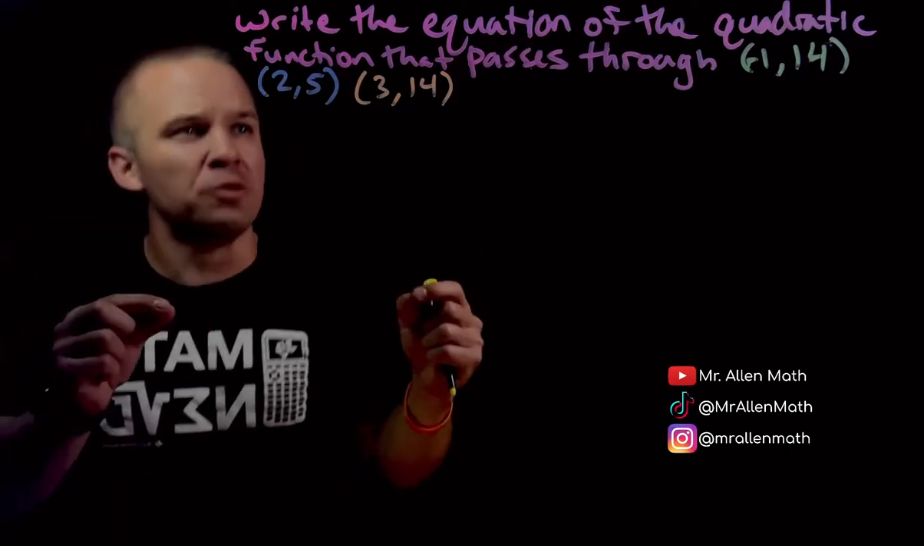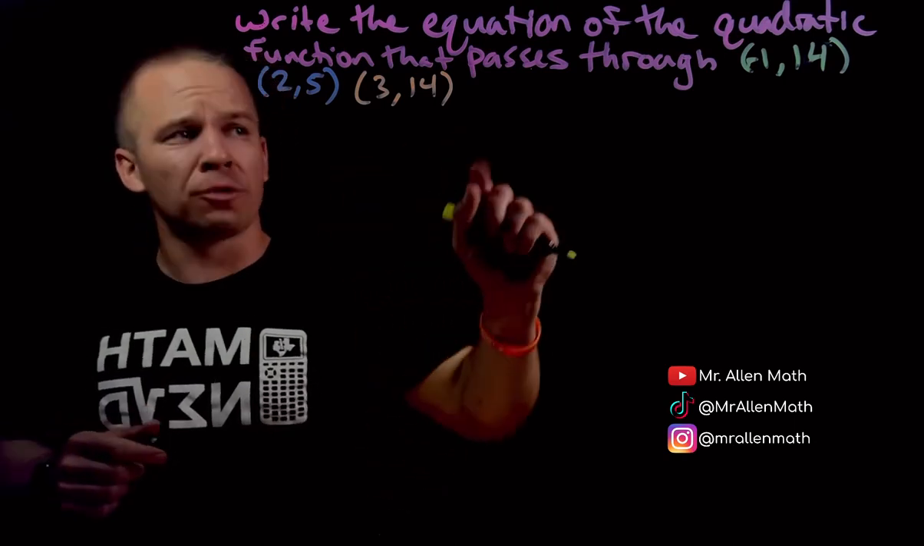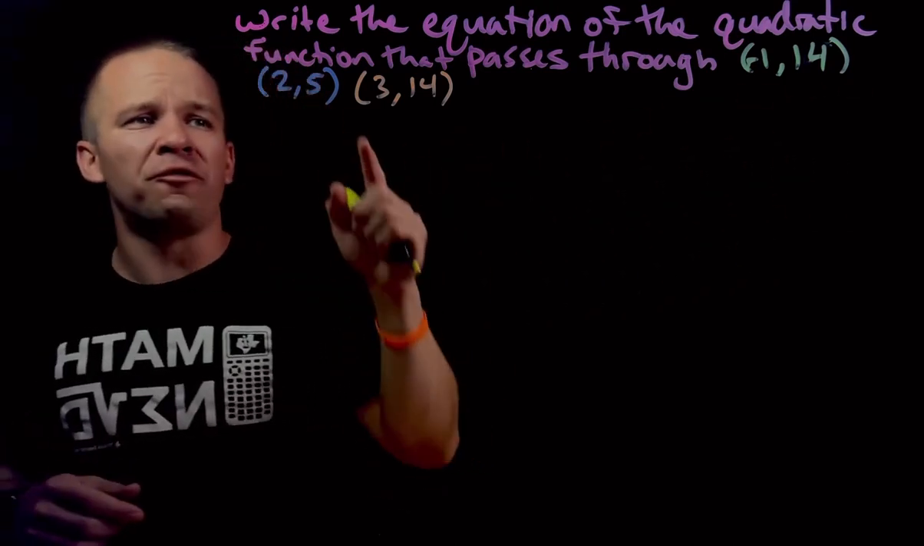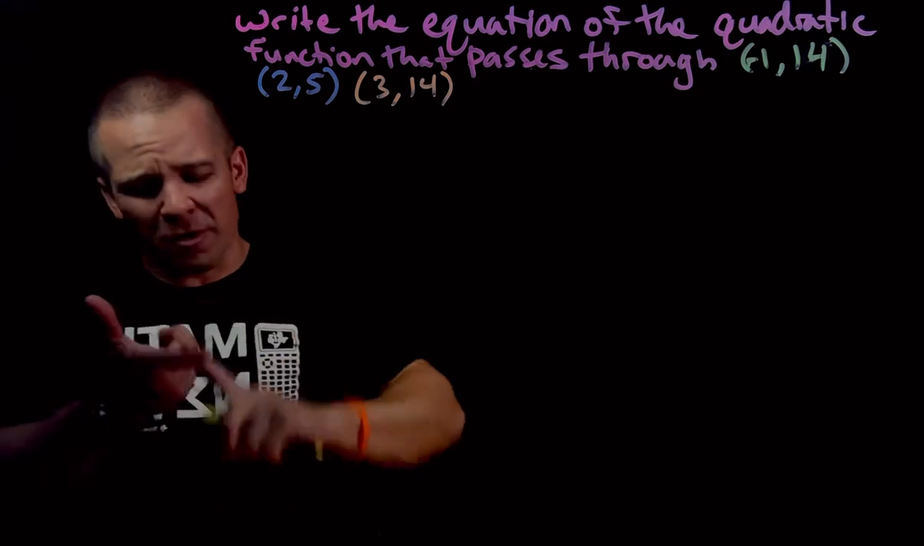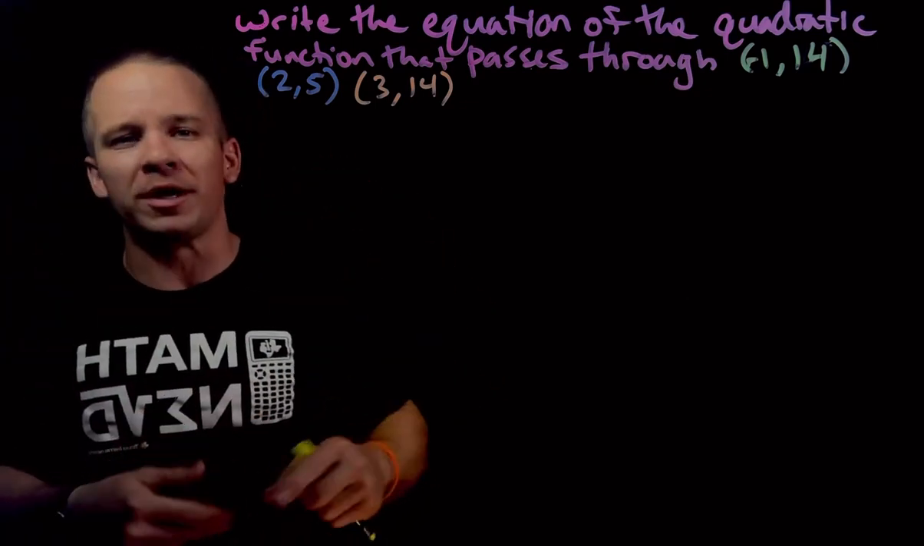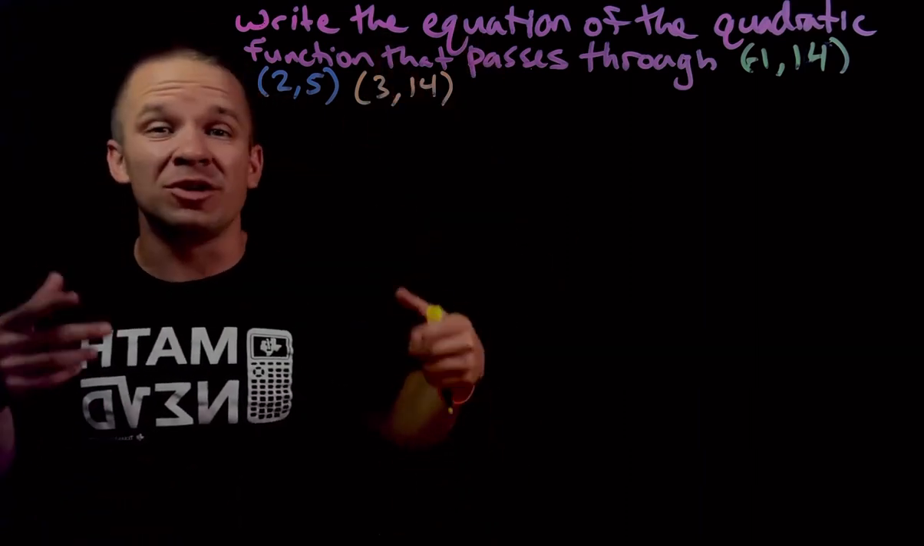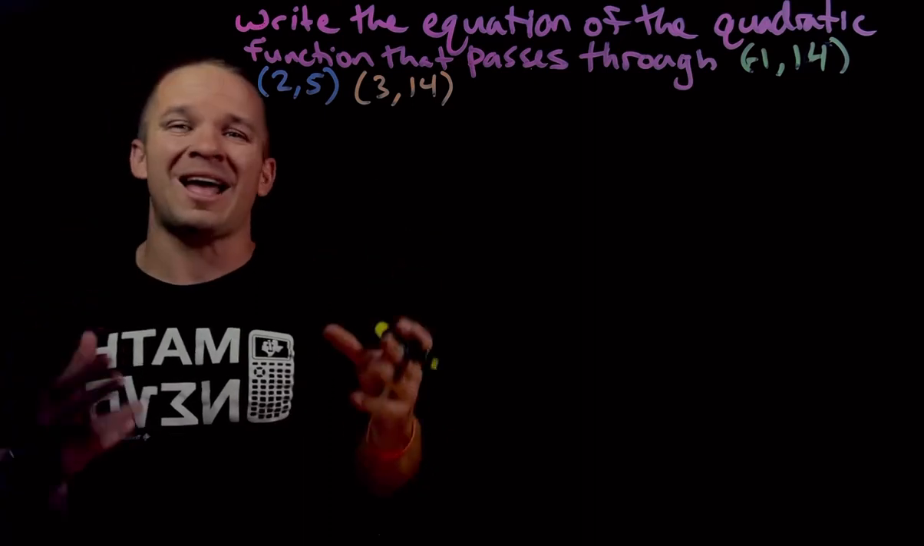We got ourselves a doozy of a problem here. We want to write the equation of a quadratic function that passes through (-1, 14), (2, 5), and (3, 14). We don't have a vertex, we don't have any x-intercepts, we don't have a y-intercept. We just got three random points that some kind of a parabola, or maybe it's upside down, maybe it's negative, I don't even know, is going to pass through those three. So what the heck are we going to do?